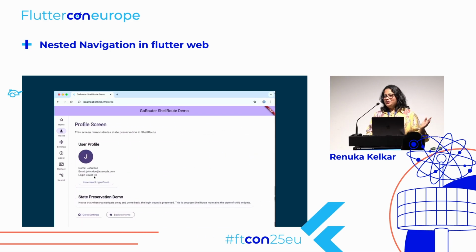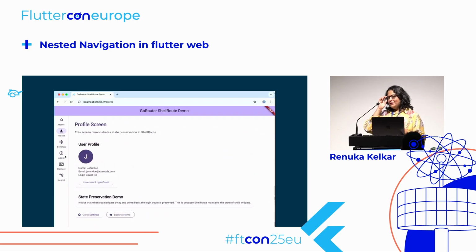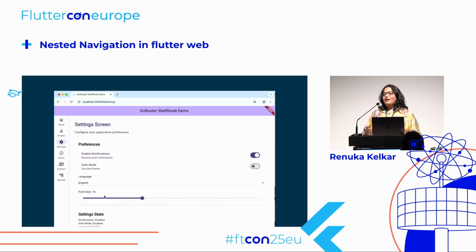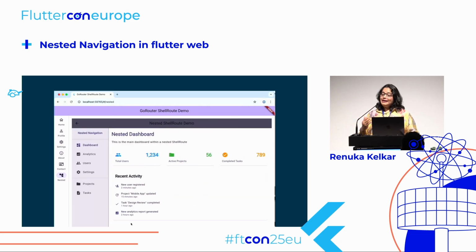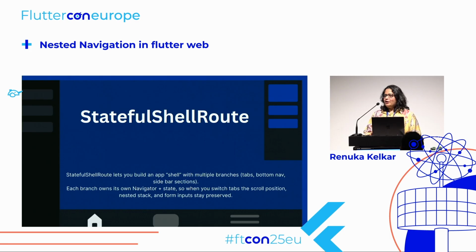It resets to my original position, and that is what is happening. I know we can use state management to manage our states and everything, but why not go with the simple navigation option? Then they introduced the solution, seeing the problem that because it is a stateless widget, it is not preserving the state of the child routes. Then they introduced the stateful shell route, and that is a game changer basically.